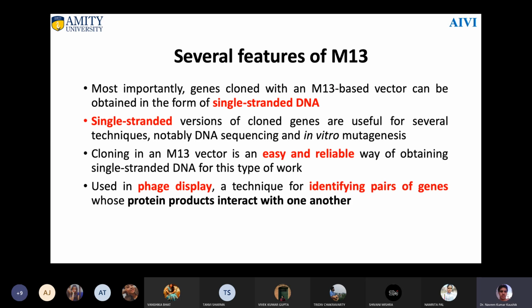Some other feature: if you need a single stranded DNA, as I already mentioned, then it can help you. Cloning in M13 is an easy way of obtaining single stranded DNA. So for hybridization, if you want to design a probe, you can get a probe simply by the M13 bacteriophage also. Using phage display technique for identifying pairs of genes whose protein products interact with one another. So this is what it can help with.